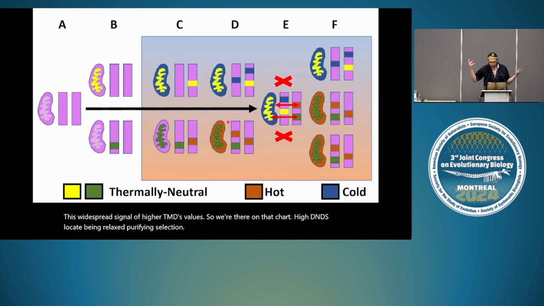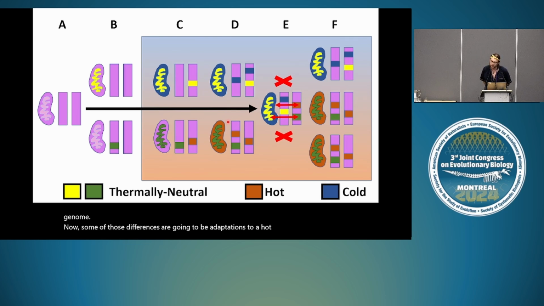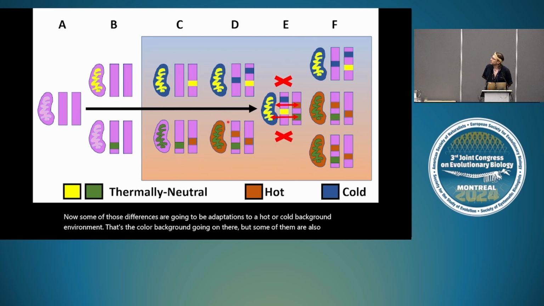To summarize all of this, I want to put forward a model of how mitochondrial and mitonuclear coevolution can proceed in species that become isolated from one another. As you move from left to right in this graph, imagine one population becoming split in two by a barrier and starting to accumulate differences in the mitochondrial genome and the nuclear genome. Some of those differences are going to be adaptations to a hot or a cold background environment. That's the colored background going on there. But some of them are also thermally neutral, so they may just be accumulating due to drift.